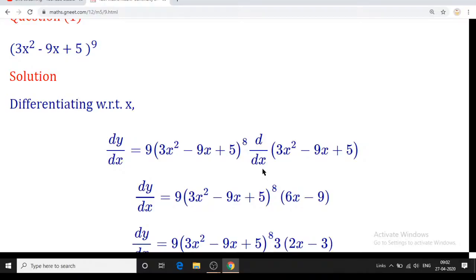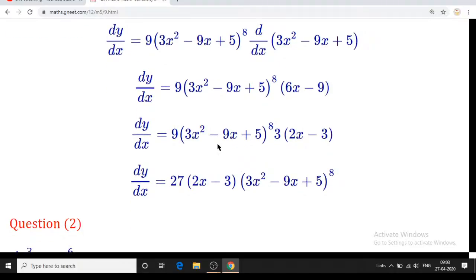and then the derivative of this bracket, 3x² − 9x + 5. So we get dy/dx as 9 (3x² − 9x + 5)^8 times the derivative, which is 6x − 9. We can take 3 common, so we get 3(2x − 3), and then 9 times 3 is 27. So we get 27(2x − 3)(3x² − 9x + 5)^8.